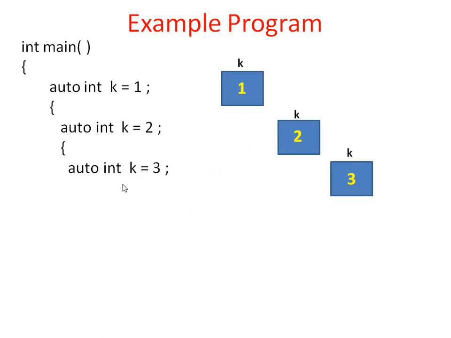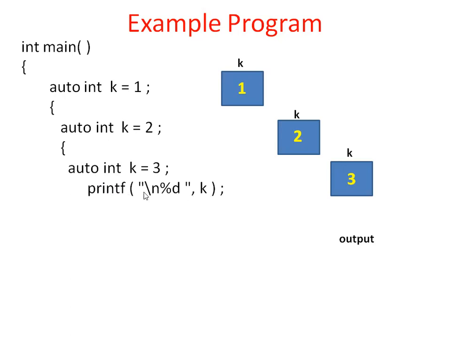Just see here. I'm trying to print this K value here. Now there are 3 memory locations with the same name K. So which value would be printed here? Since this printf is written inside this block, the compiler searches whether there is any variable with the name K declared inside this block. Inside this block, yes, there is a variable with the name K. So that K value will be printed here.